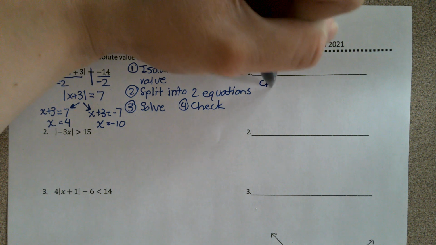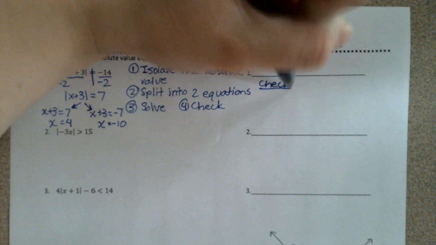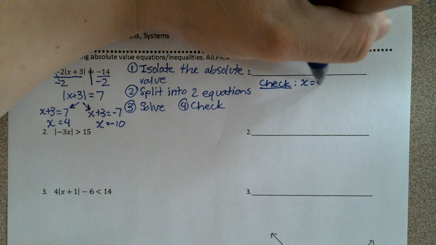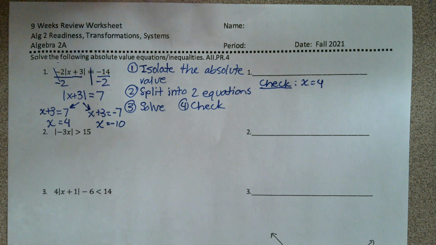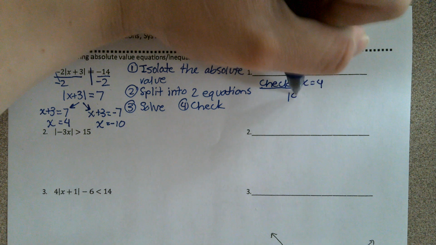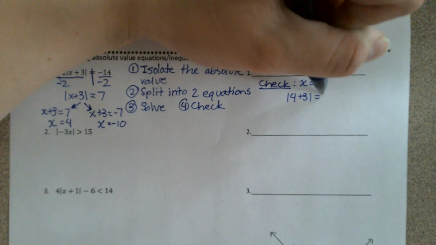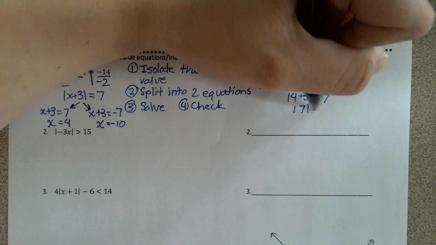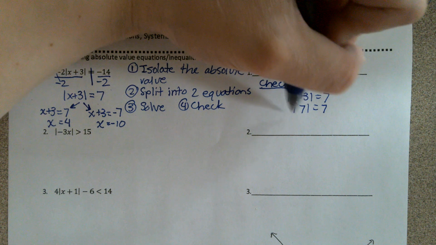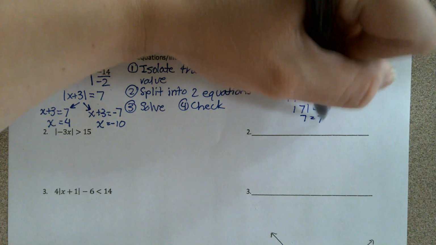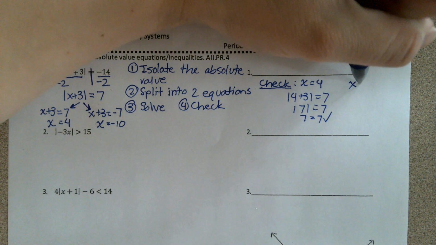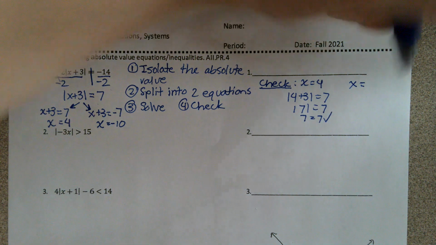So I'm going to check. First, I will check x = 4. So just plug 4 in for x here. Absolute value of 4 + 3 equals 7. Absolute value of 4 + 3 is 7. And then the absolute value of 7 is 7. That works.